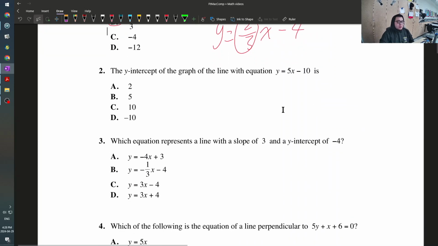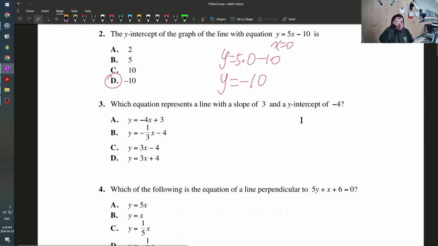The y-intercept of the graph with the equation y is equal to 5x minus 10 is. To find the y-intercept, or we can graph it, my x is equal to 0. So substituting x equal to 0, y is equal to 5 times 0 minus 10. Y is equal to 5 times 0 is 0, negative 10. So 2 is D.